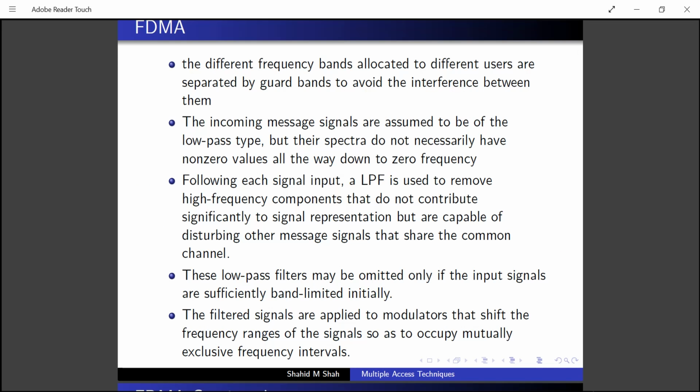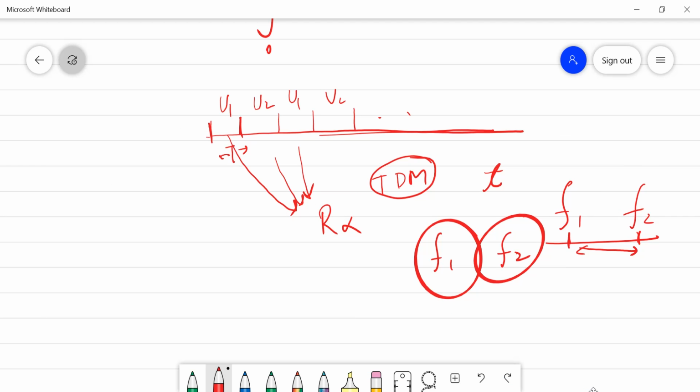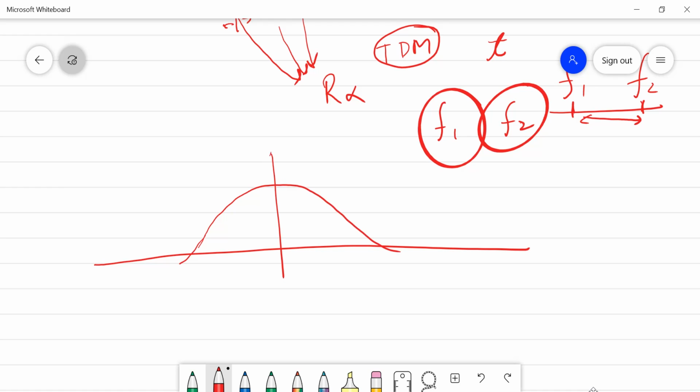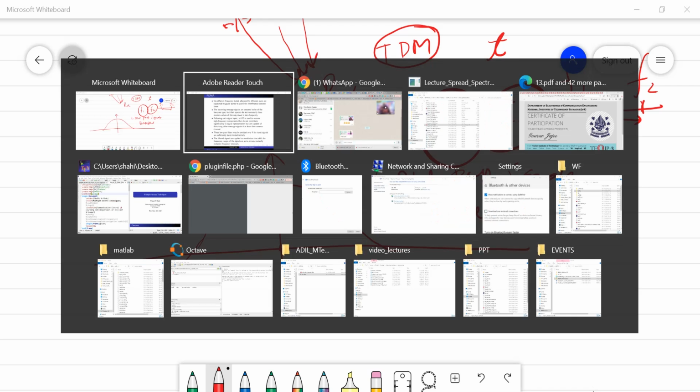The incoming message signals are assumed to be low pass type, but their spectra do not necessarily have non-zero values all the way down to zero frequency. So low pass, I have told you already. All the message signals have their spectrum something like this. Their spectrum lies near zero frequency or in the low frequency range. We call these low pass signals. Your baseband signals are all low pass signals: the usual natural voice signal or video signal without modulating.